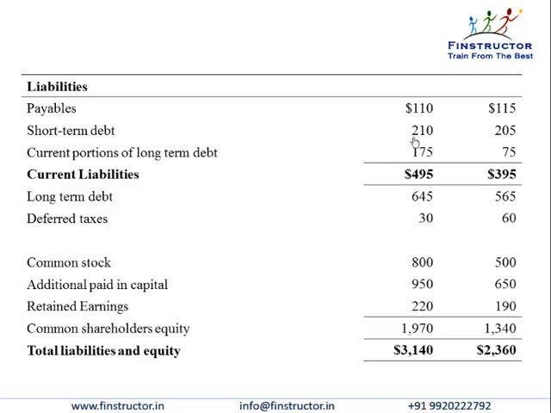So total debt would be the short-term debt plus the current portion of the long-term debt plus the long-term debt. So the end of the period total debt would be 210 plus 175 plus 645. That comes out to be equal to 1030. We'll add the total equity at the end of the year, that is 1970, to get to our total capital at the end of the year as $3,000.